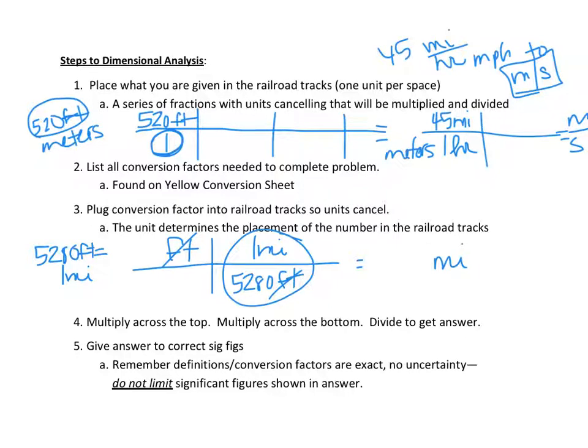All right, then we're going to multiply across the top, multiply across the bottom, and divide to get the answer. So that's how we do the math. And then finally, we'll give the answer to the correct number of significant figures, remembering that definitions and conversion factors are exact, so there's no uncertainty. The fact that there's 5,280 feet in 1 mile is a definition. We know that. And so the conversion factors do not limit your significant figures when they are a definition.